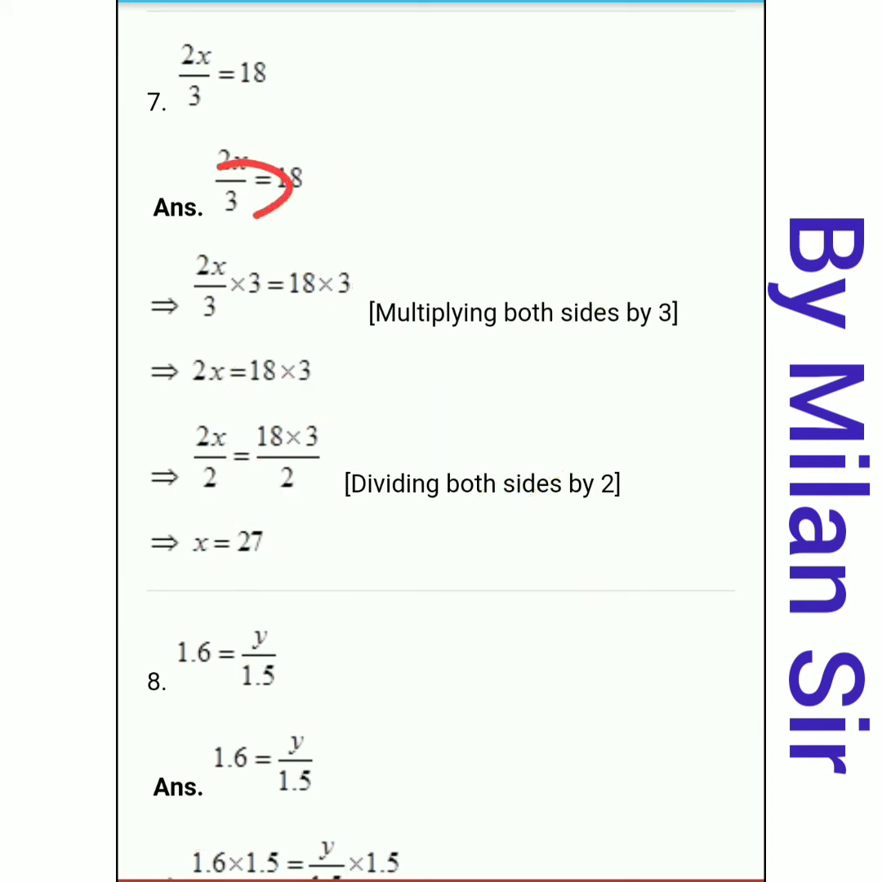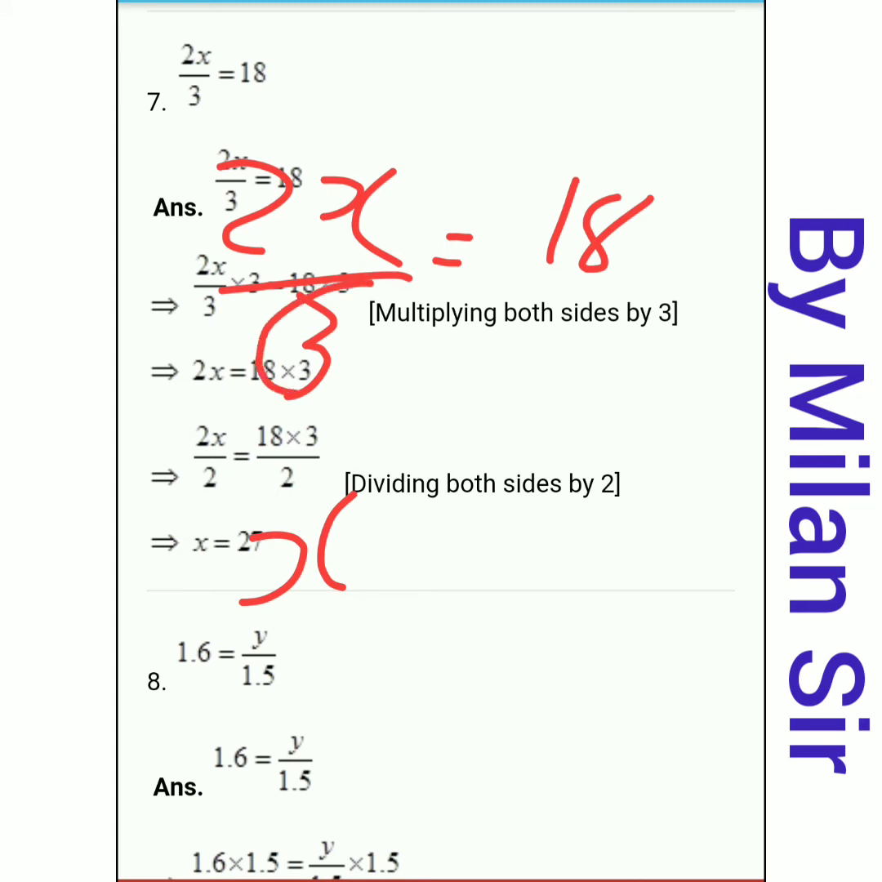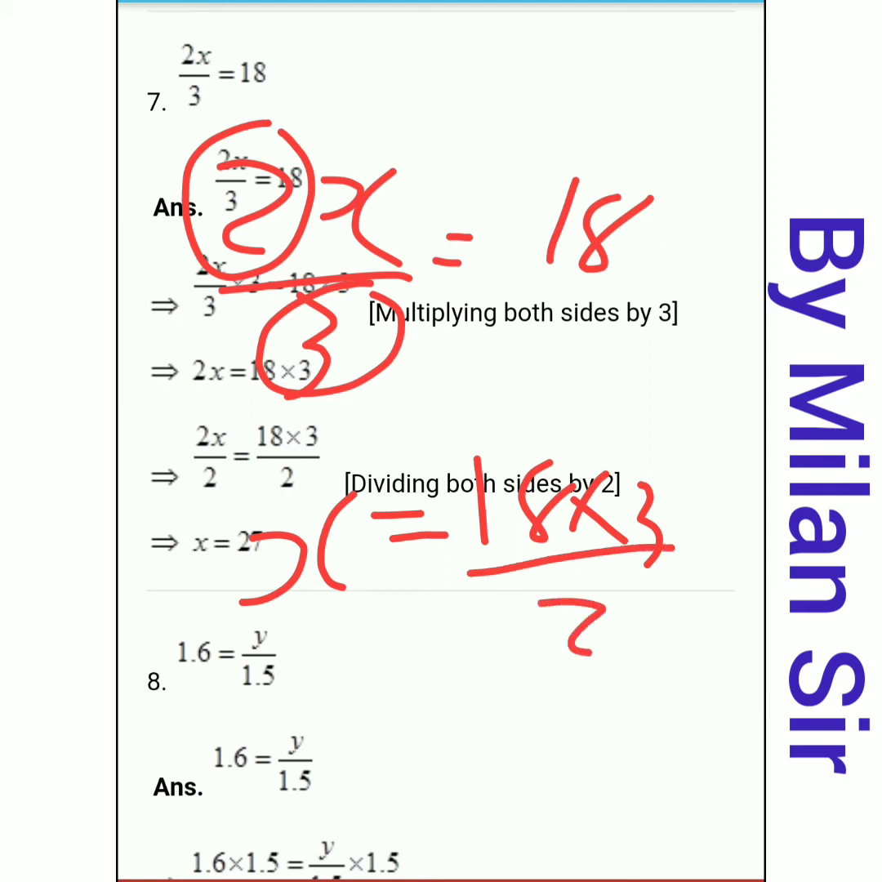Second thing, from here we can directly send this 2 and 3 both. That means here 3 is in denominator, it goes to the numerator. 2 is in numerator, it goes to the denominator. That means we can do both the steps together. Okay, we can write directly the answer 9 3s are 27.